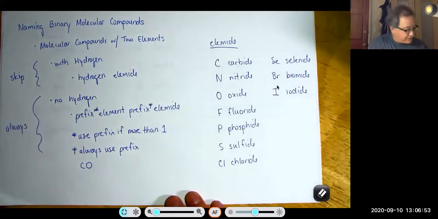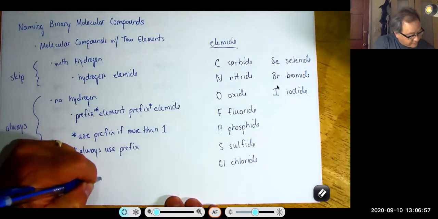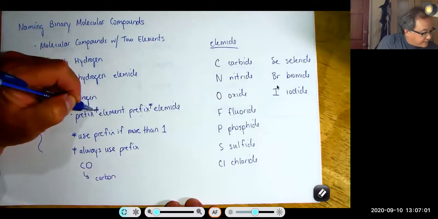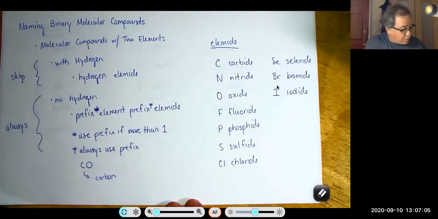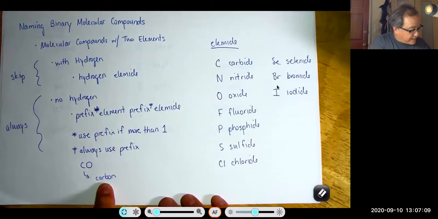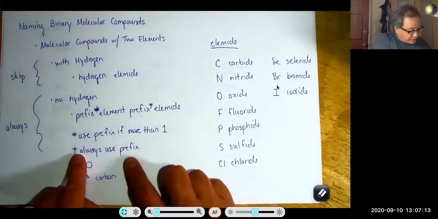How do we name this? This first one is carbon. Now you'll notice this little star here that says, use the prefix if there's more than one. Well, there's only 1 carbon, so we don't use a prefix. Now the second element is oxygen, and this one says always use a prefix.